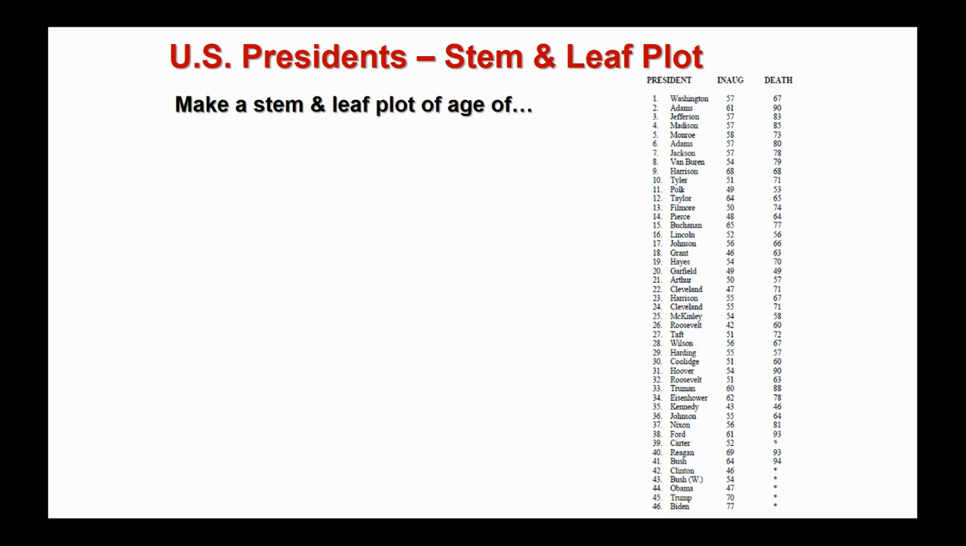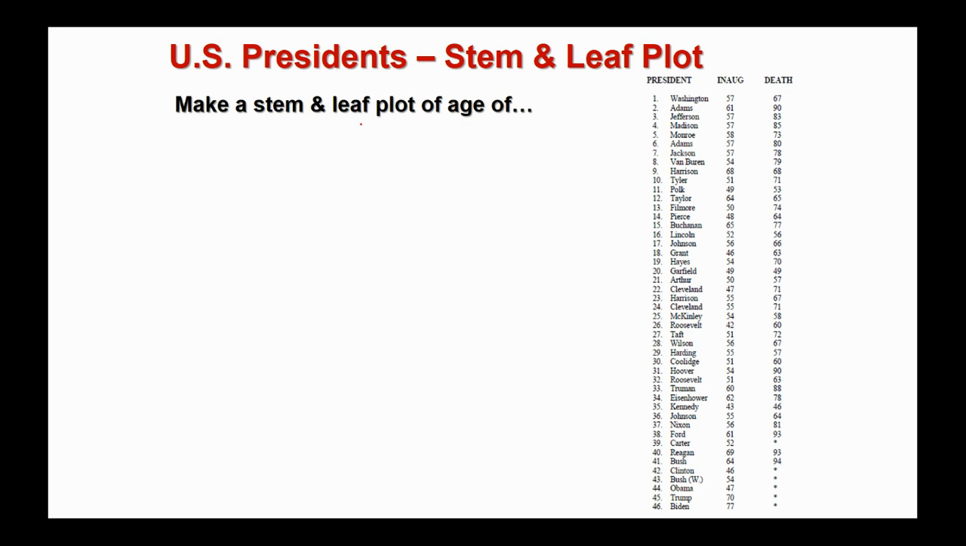And you can see some presidents are still alive, so we don't have data on them, but we can see the age of inauguration and age of death. So what we're going to do is make a back-to-back stem plot because we have two pieces of data for each person, one involving their age at inauguration and one involving their age at death.